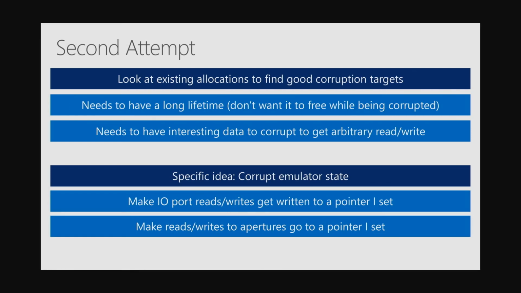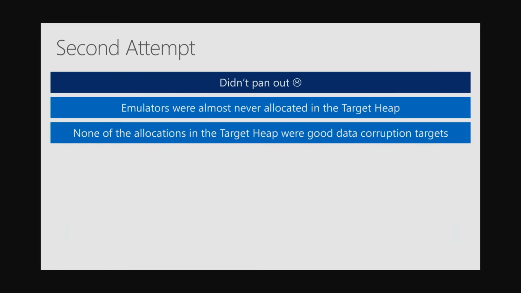So I moved on, and instead I figured that I would look at that target heap and see if there were any interesting allocations already in it that had a similar property: some interesting piece of data that I could corrupt to get an arbitrary read-write primitive. One thing I spent probably way too much time on, but I just wanted it to work so badly, was finding an emulator where the class that implemented the emulator was allocated inside that target heap.